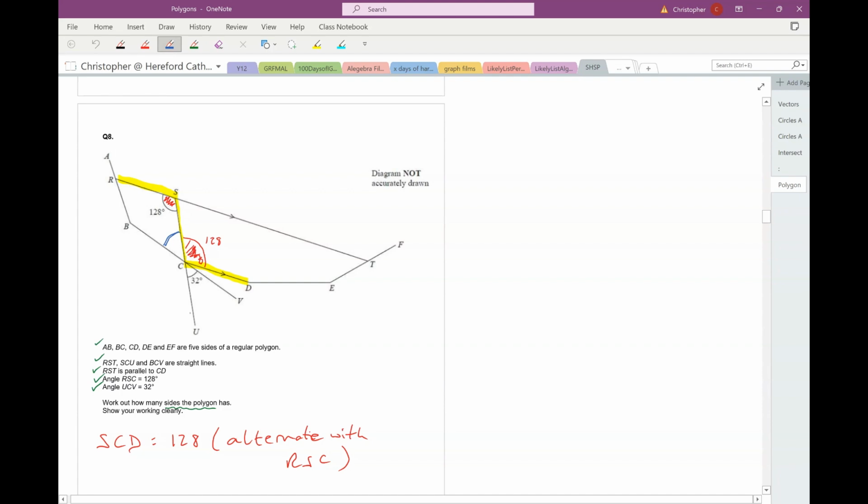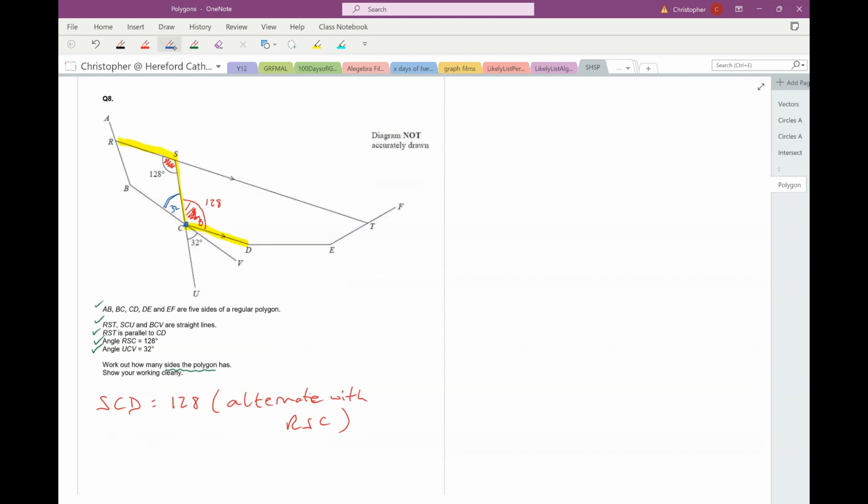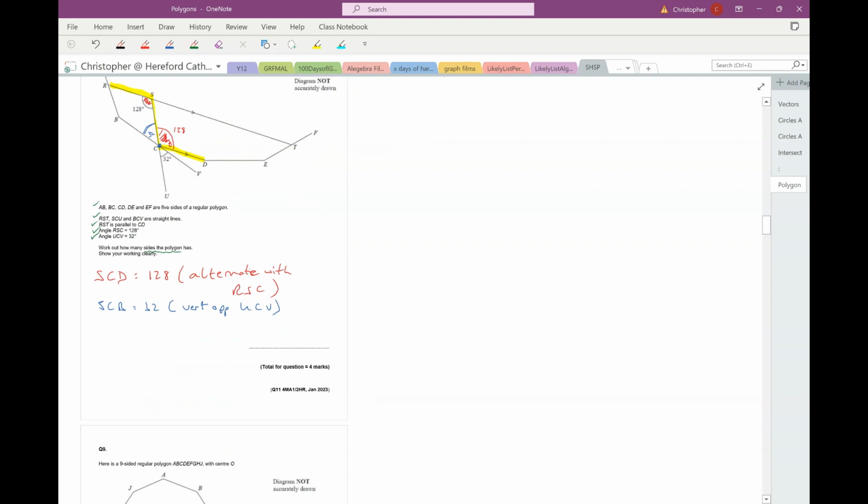Okay, well, isn't that angle just 32? Because isn't it vertically opposite this one here? Because this is a straight line from here to here, and that's a straight line from there to there, so it is just 32. Brilliant. So now, I better write that down since it wants me to show my working. SCB equals 32, vertically opposite UCV. And now I've got the whole of that interior angle, haven't I?